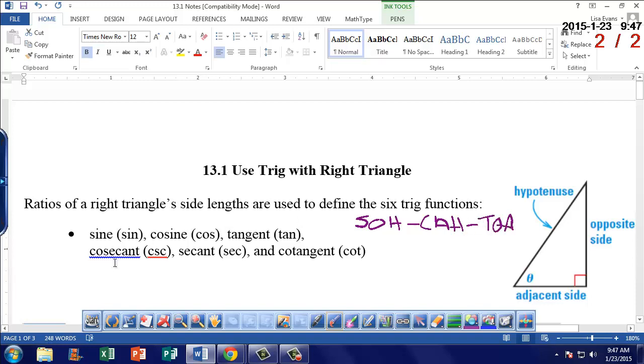Today we're also going to learn about cosecant, which is actually the reciprocal of sine, so it's going to be hypotenuse over opposite. Secant, which is going to be the reciprocal of cosine, which is hypotenuse over adjacent. And cotangent, which is going to be the reciprocal of tangent, so it's going to be adjacent over opposite.